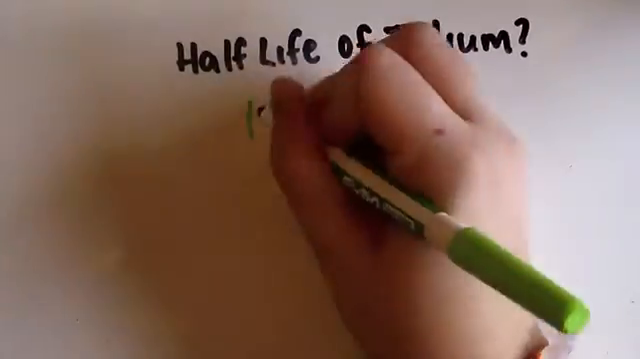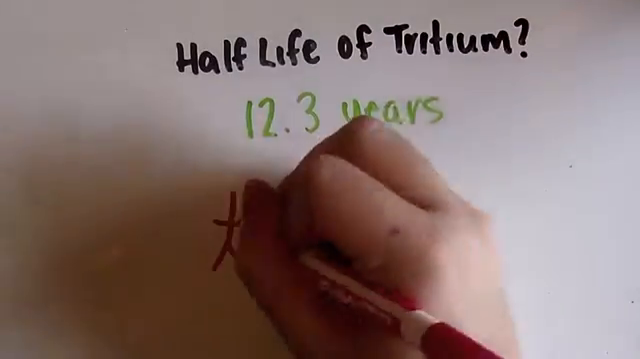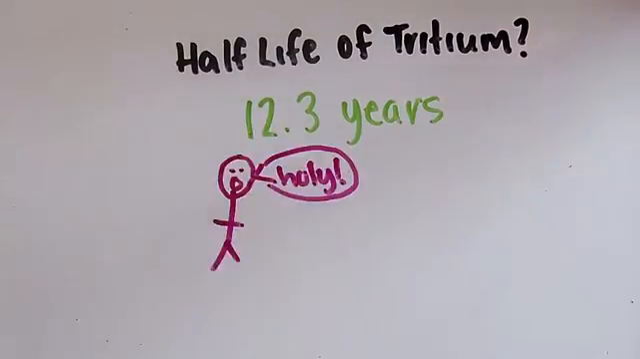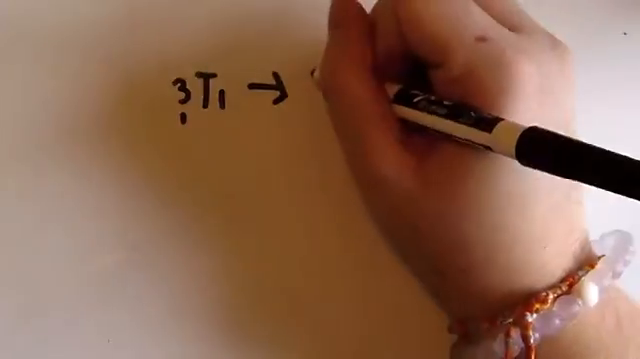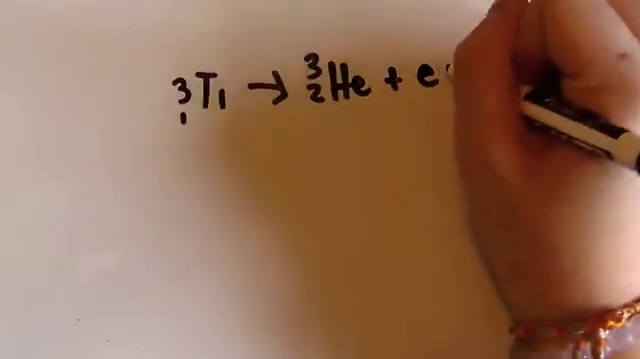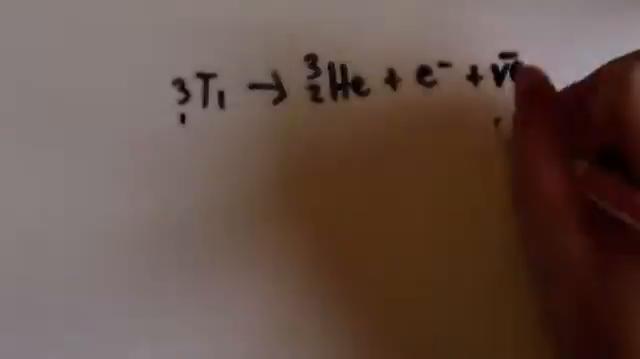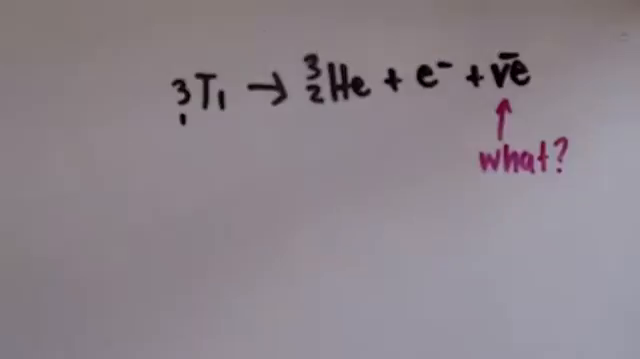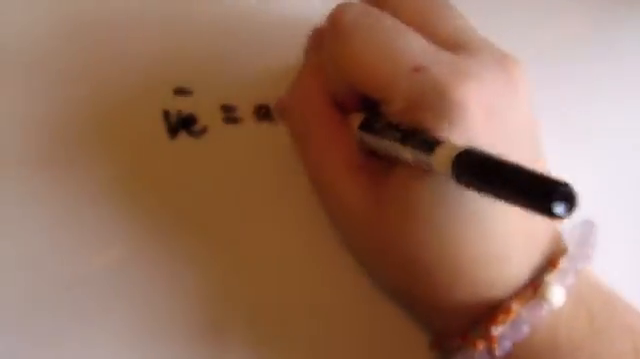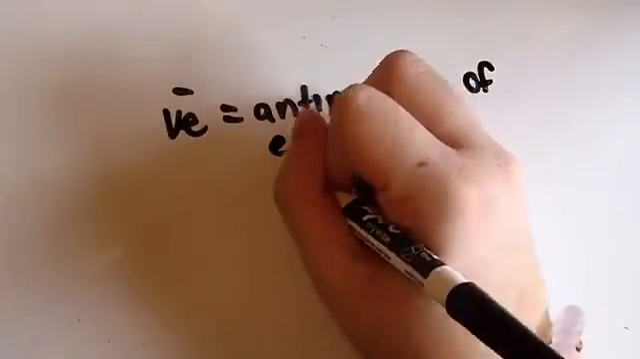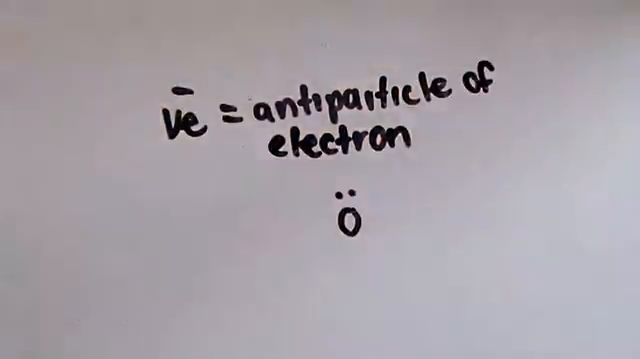The half-life of tritium is 12.3 years. This means it takes 12.3 years for half of tritium's radioactive material to decay. The nuclear equation for the decay of tritium is tritium yields helium-3, electrons, and electron neutrinos. Electron neutrinos are the antiparticles of electrons that are released when an atom loses energy.